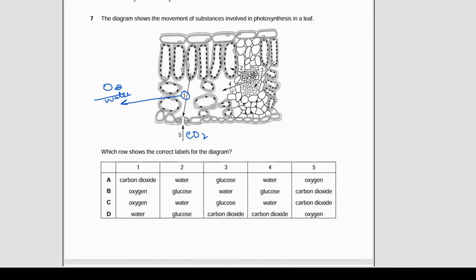Okay, number four, you're saying number four is water. Okay, let's say it's water. Okay, what is two and three? Okay, three is moving from cell into the phloem. Is glucose. Yes, it's water as well. So I guess oxygen is number one. Number two is water. Number three is glucose, water, carbon dioxide. So C is the right answer.